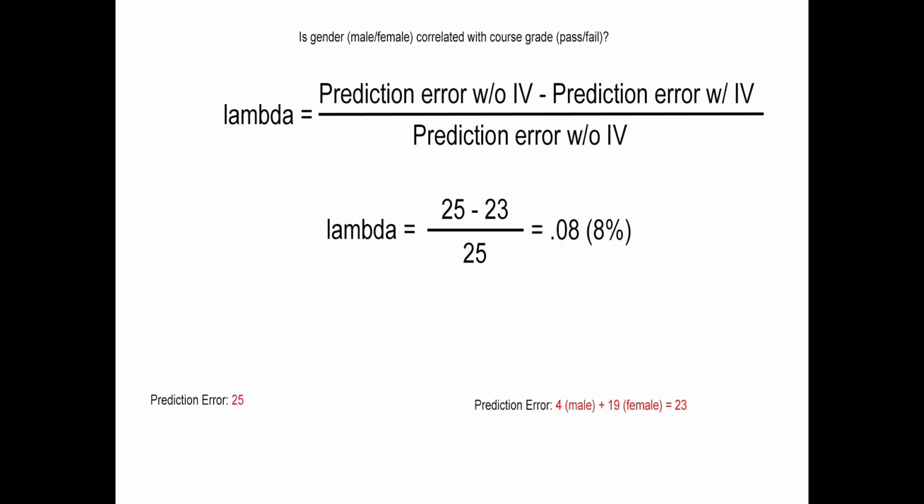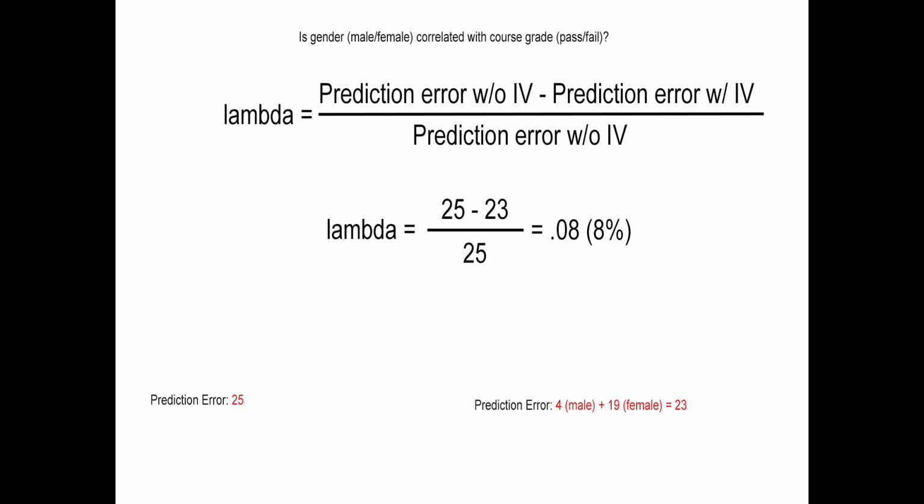So here, we know that our numerator is 2. We've gone from 25 errors down to 23, but we need to divide that by 25 because that was the total number of errors that we made without knowledge of the independent variable. When we do that, we get 0.08, or if we multiply that by 100, we get 8%. So our proportional reduction in error is 8%. In this regard, we've improved our prediction by 8% knowing the independent variable versus not knowing the independent variable.